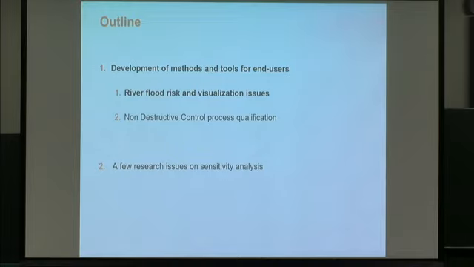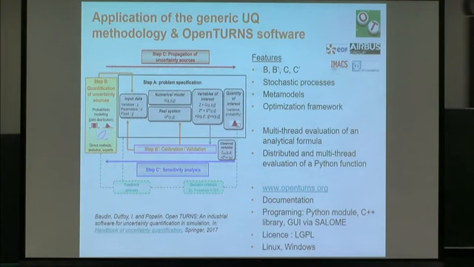So the first example is about a river flood risk example, and I can introduce with this example some visualization issues. Visualization is important for engineers. It's very important to give them some graphical tools, because we want them to use it. And after, I have a second example about non-destructive control process qualification.